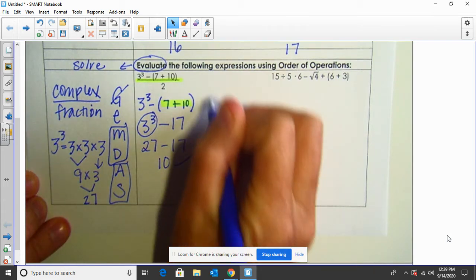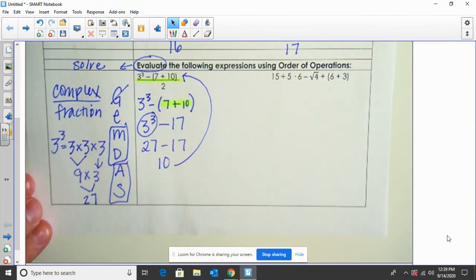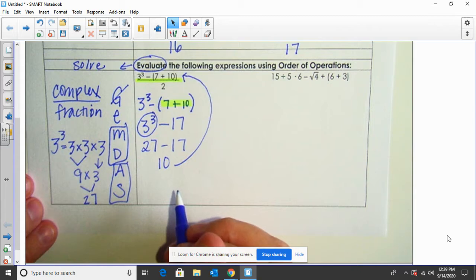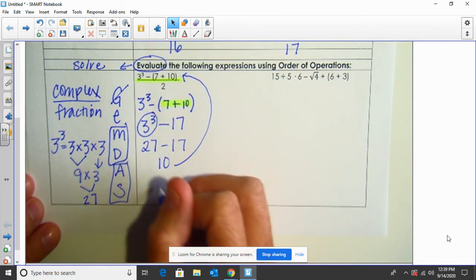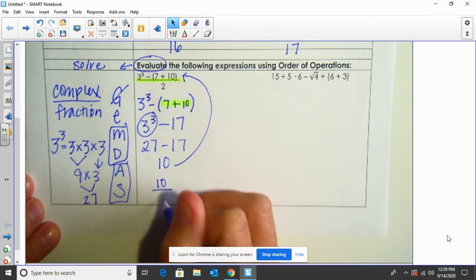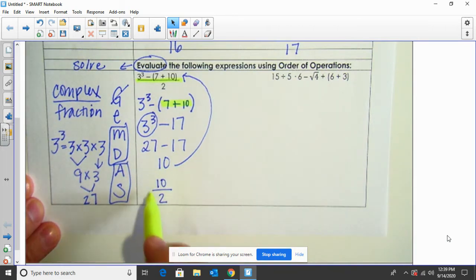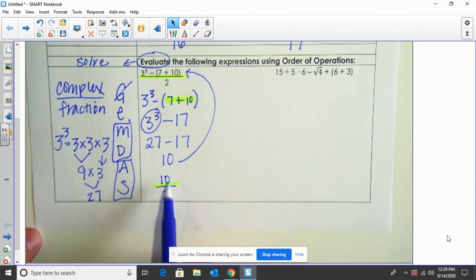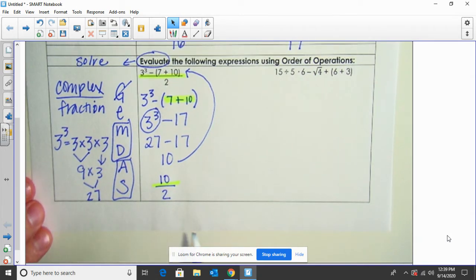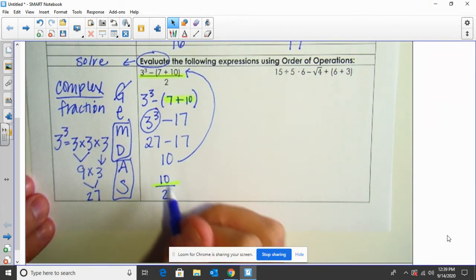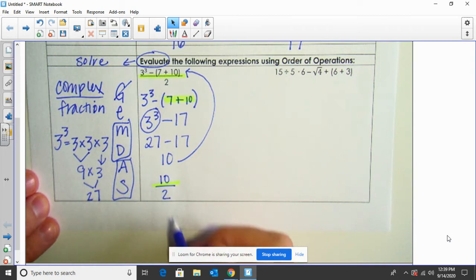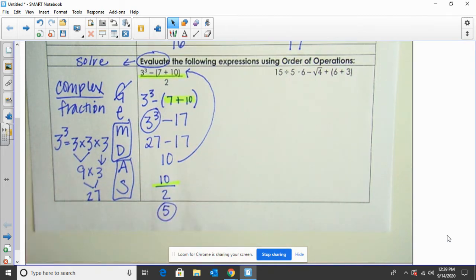Now, that was only the answer to the top. Do not leave your final answer as 10. Okay? The answer to the top was 10. The number on the bottom was 2. Now that I have simplified the top and the bottom, my last step with a complex fraction is always going to be top divided by bottom. 10 divided by 2 is 5. And again, I didn't put any equal signs because it wasn't an equation. It was just an expression.